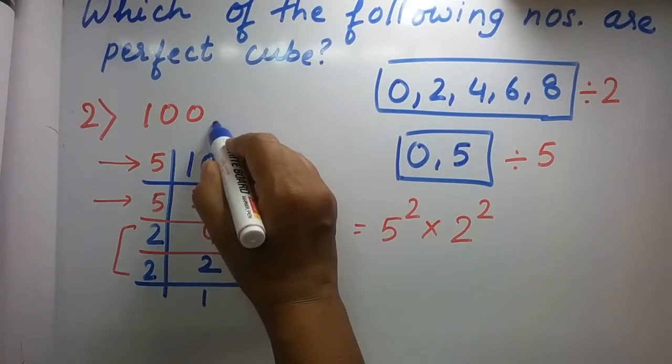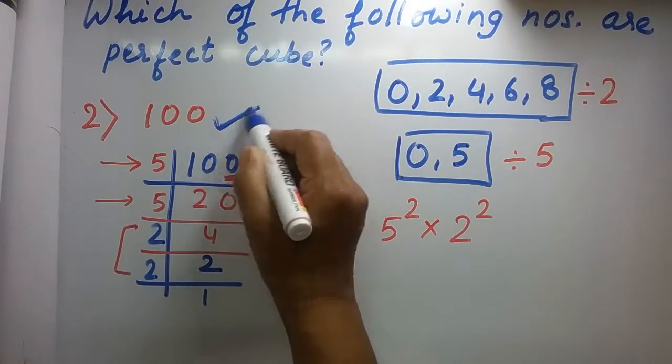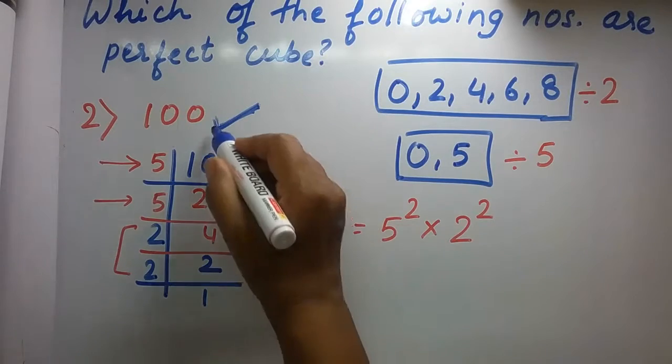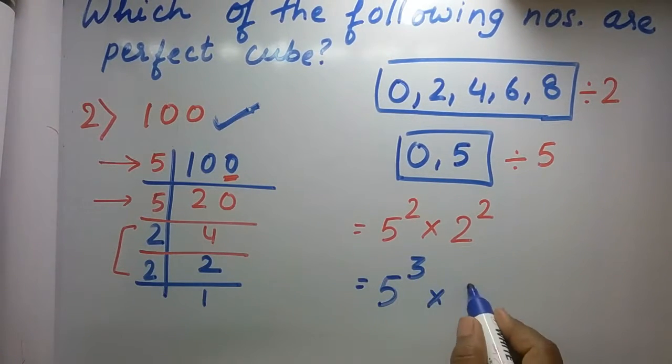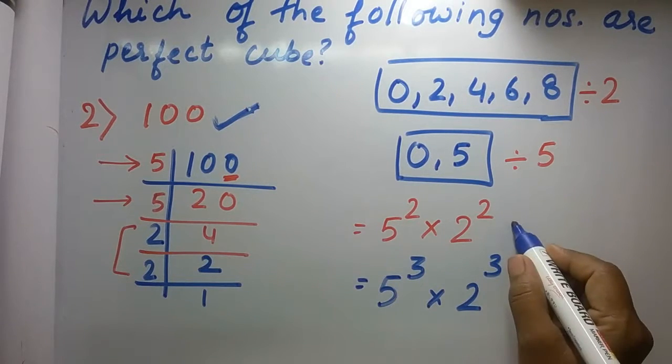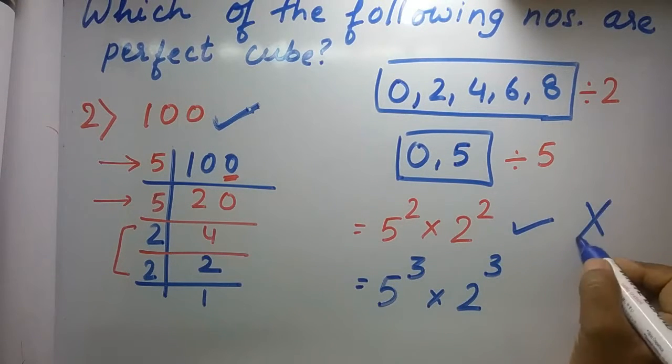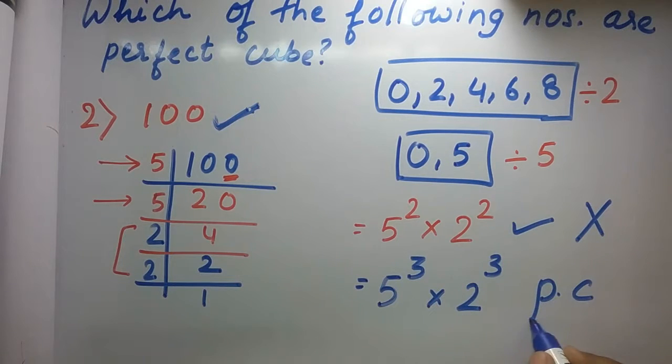is it a perfect cube or not? It's not a perfect cube. It can be a perfect square. To be a perfect cube, it has to have 3 5s and 3 2s. But you don't have that. So this is not a perfect cube.